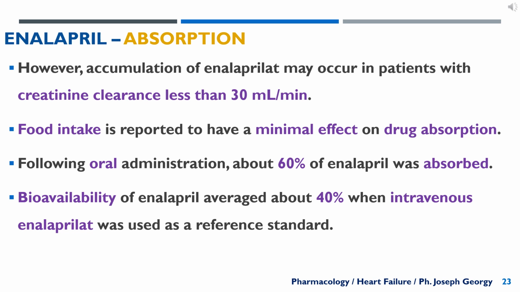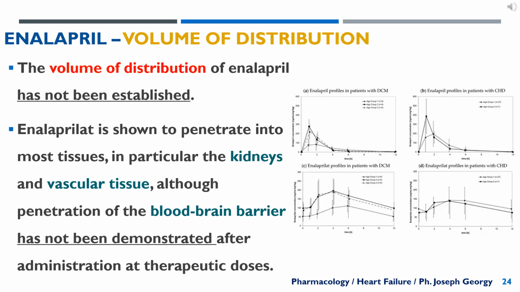Following oral administration, about 60% of enalapril was absorbed. Bioavailability of enalapril averaged about 40% when intravenous enalaprilat was used as a reference standard. About its volume of distribution, the volume of distribution of enalapril has not been established. Enalaprilat is shown to penetrate into most tissues, in particular the kidneys and vascular tissue, although penetration of the blood-brain barrier has not been demonstrated after administration at therapeutic doses.